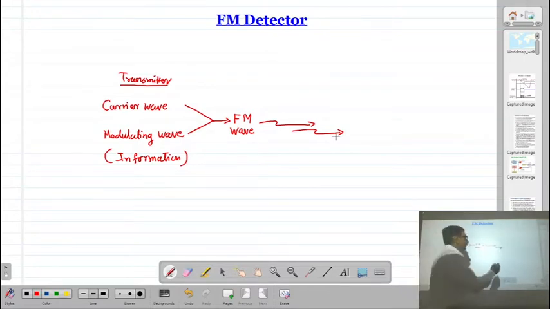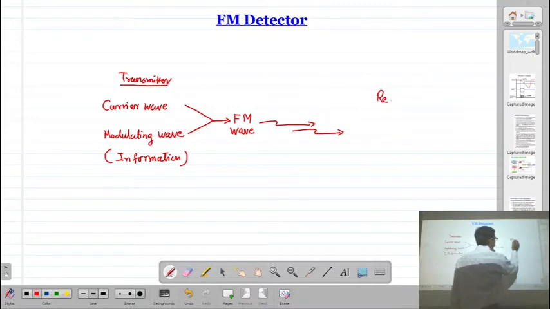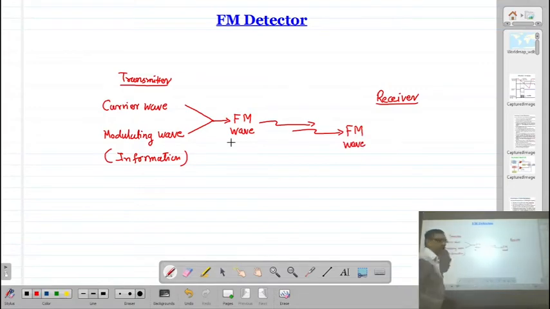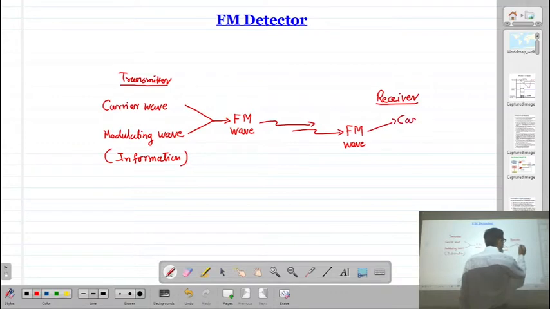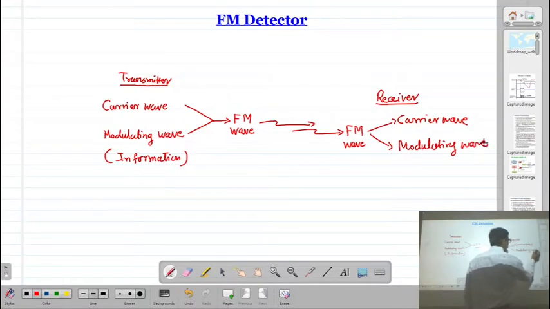Then on the other end we have a receiver. This receiver is receiving an FM signal. Now, what is the main function of the receiver? It has to separate the carrier wave and the modulating wave. So the receiver will separate your carrier wave and modulating wave, or you can say the information.